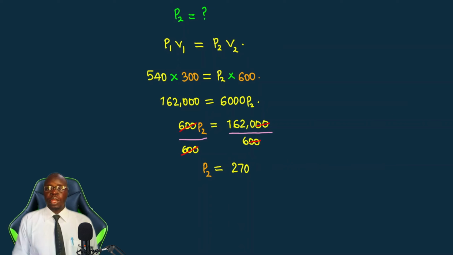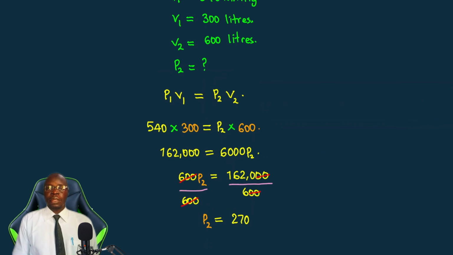So what could be the unit? According to our unit of the first one here, we have millimeter mercury. So our unit here also will be millimeter mercury.